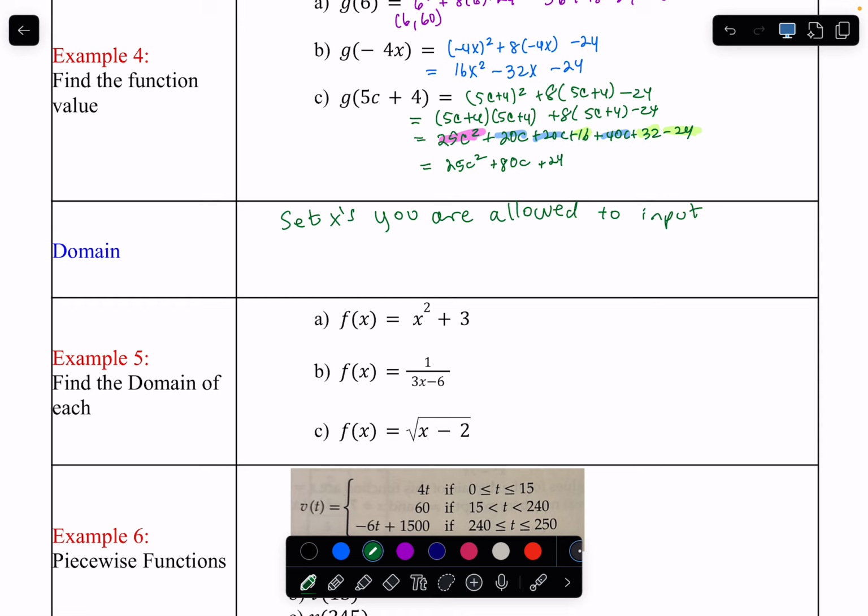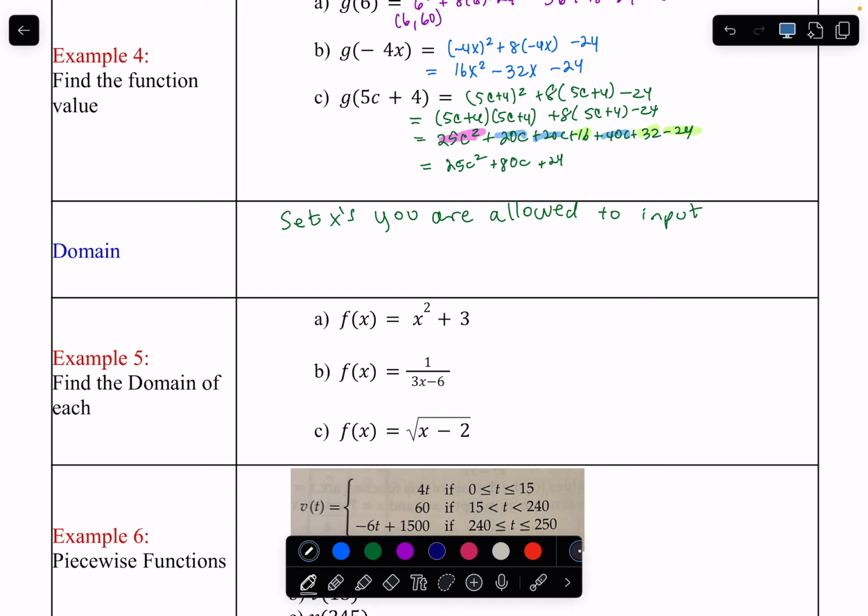So if it kills your device, your function, your rule, you cannot input it in there. So there's certain things we can't put in our oven because it will break our oven. So a function can only work with input that makes it work, okay? So I can give you some little hints, okay?